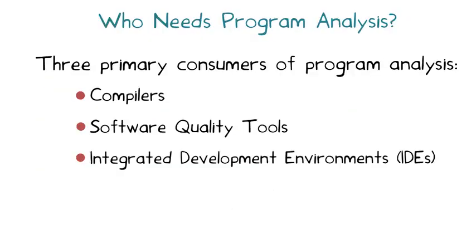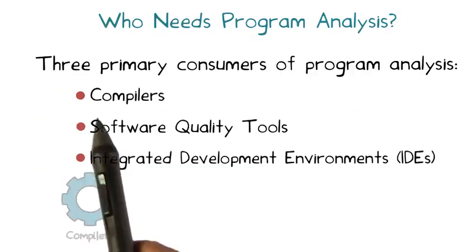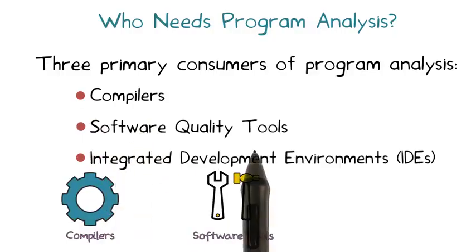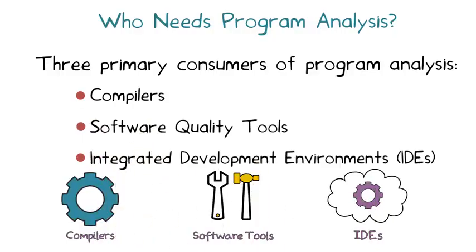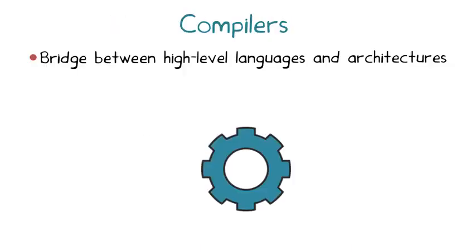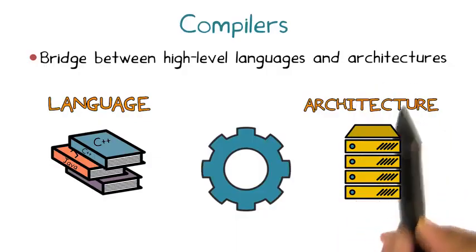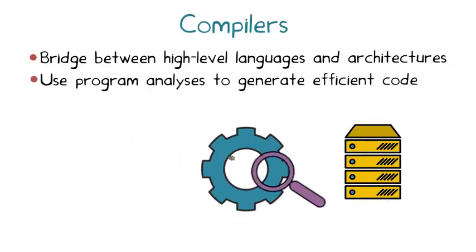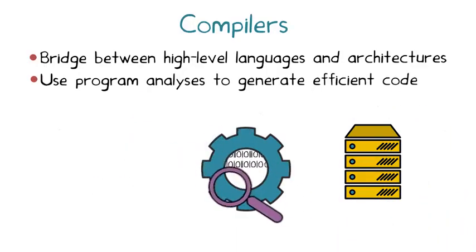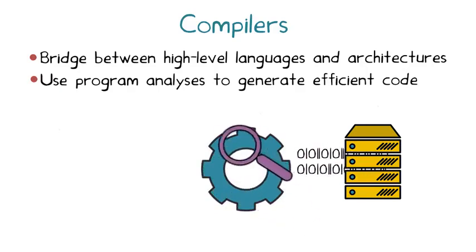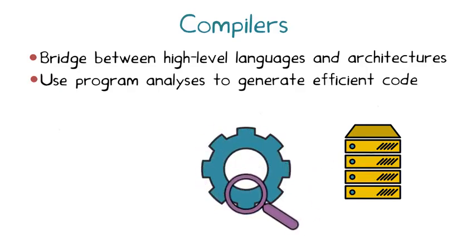There are 3 primary consumers of program analysis: compilers, software quality tools, and integrated development environments, or IDEs for short. Compilers bridge the gap between high-level programming languages and advanced computer architectures. They use program analyses to generate efficient code on a target architecture for programs written in a high-level source language.